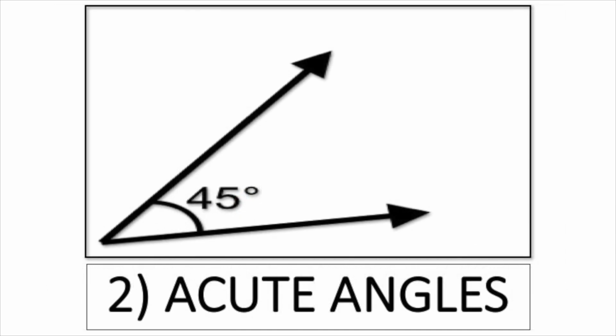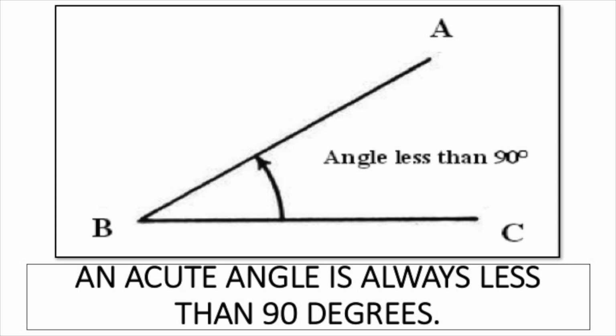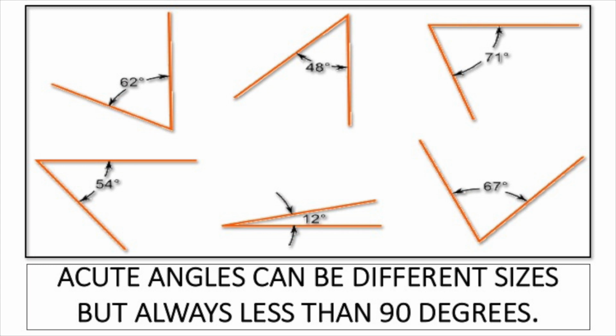And next we have acute angles. So what size is this acute angle in the picture? 45 degrees, yes. An acute angle is always less than 90 degrees. Acute angles can be different sizes, but always less than 90 degrees. Like you can see here in this picture, a various selection of acute angles, all different, but all less than 90 degrees. So all acute angles.